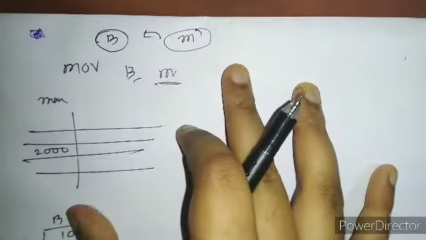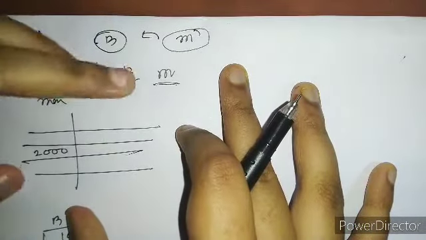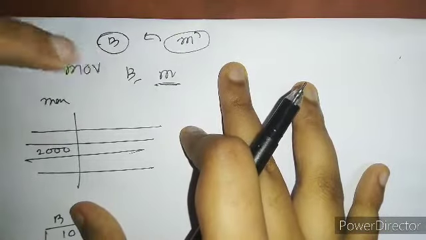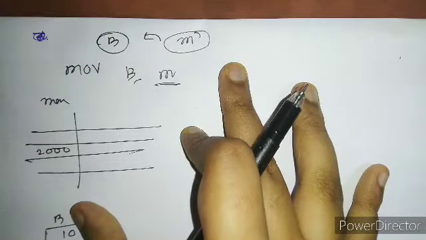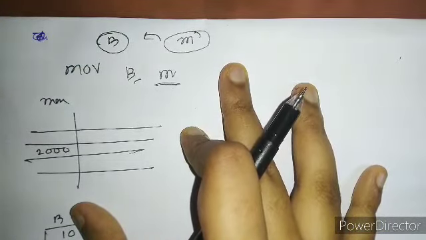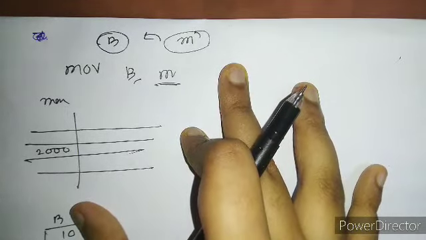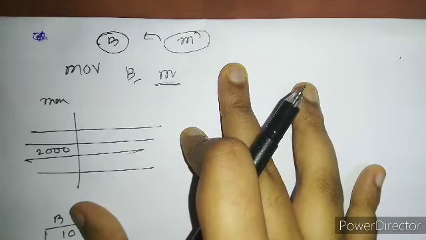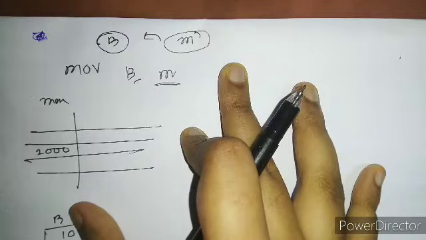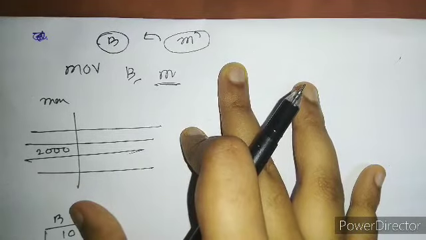Right? See, you have to understand something. B is a register, so obviously it's a single register. It can't hold something of 16-bit, which means it can't hold an address. So it can be used to store some data.